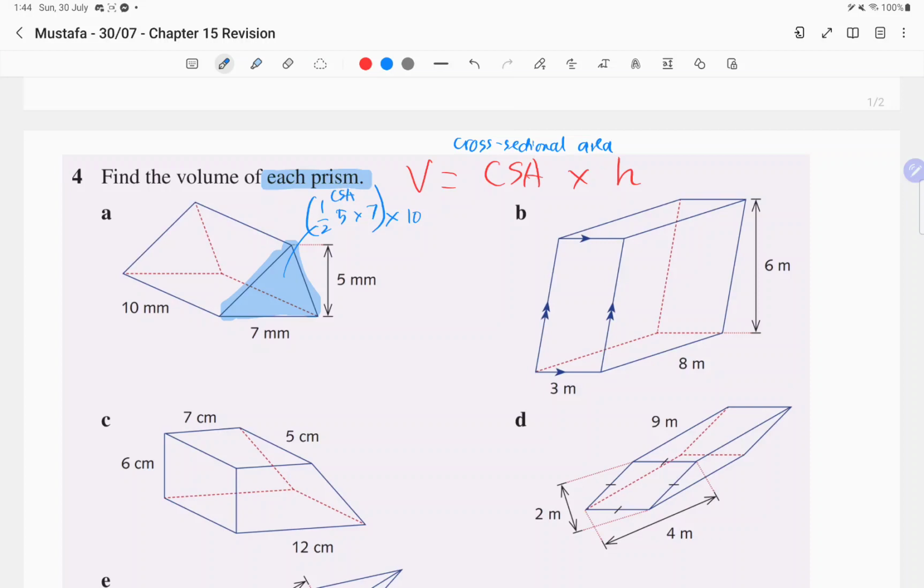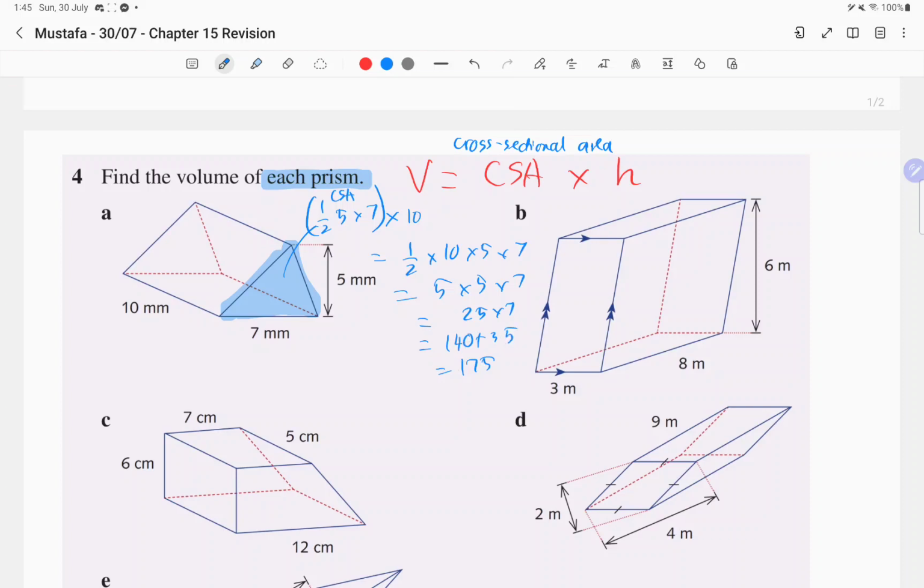So you see these prisms have different shapes. But isn't it shorter if I did 10 times 7 times 5 times half? Yeah, it is. If you actually work it out, I would do 10 times a half, which is 5, and then times 5, which is 25, and then times 7, so I don't get a decimal number. 25 times 7 is 175.